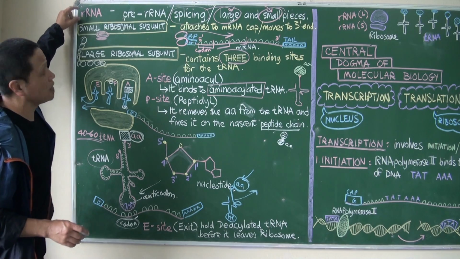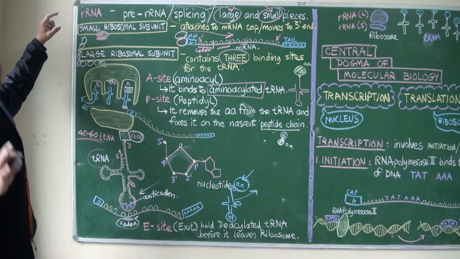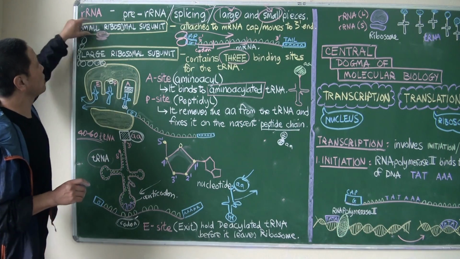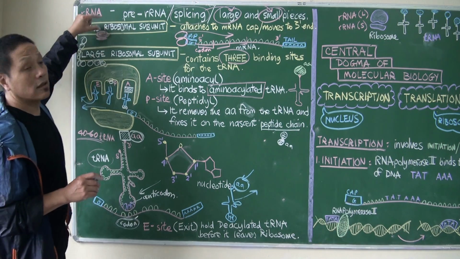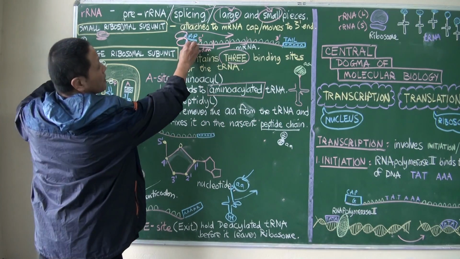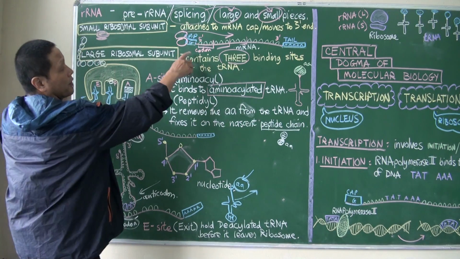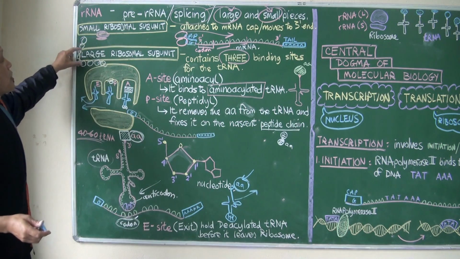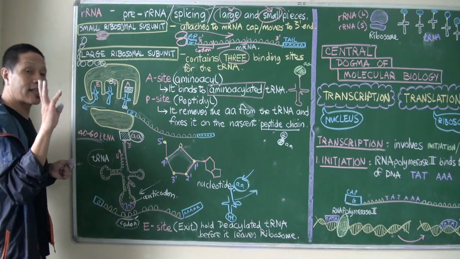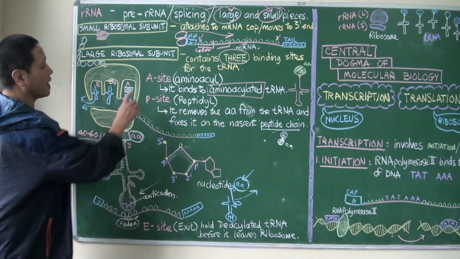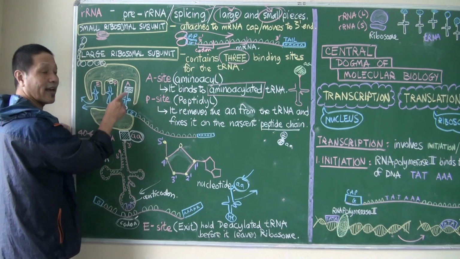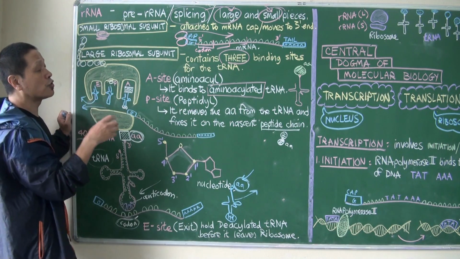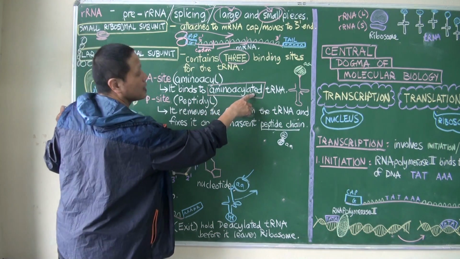The ribosome comprises of two parts, the large ribosomal subunit and the small ribosomal subunit. Small ribosomal subunit actually fixes itself on the cap of the mRNA and begins to move towards its tail. And the large ribosomal subunit contains three binding sites. They are A site, P site, and E site. On the A site, it grabs on or it latches on to an amino acylated tRNA.